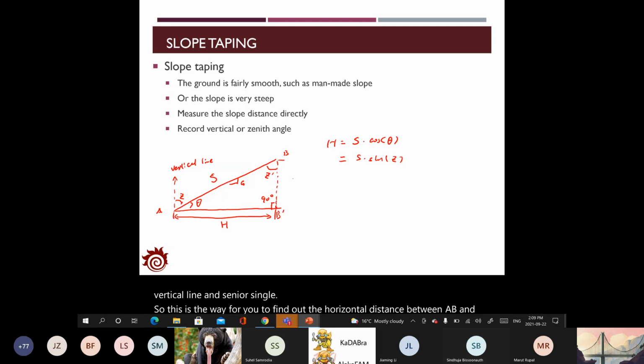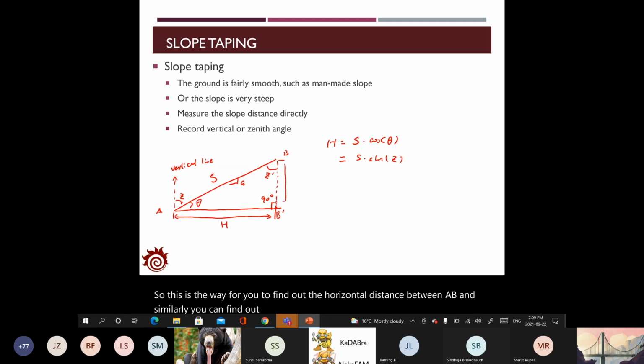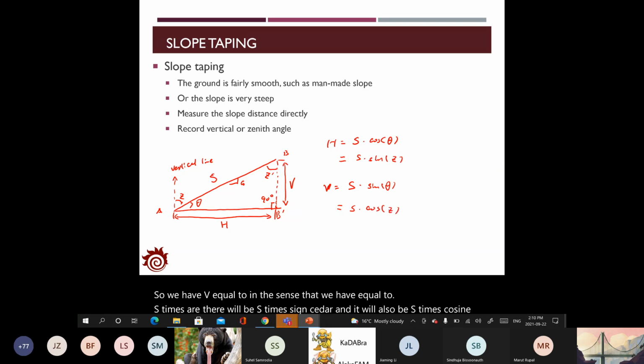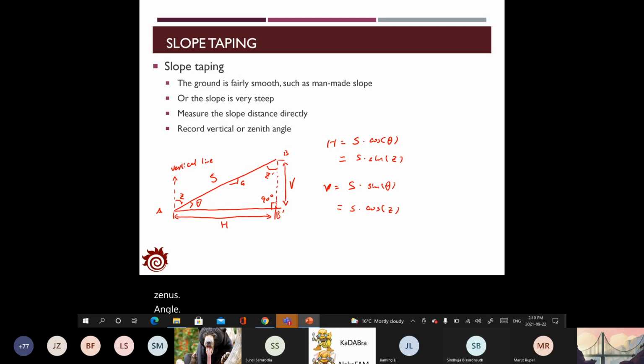And similarly, you can find out the vertical distance between A and B. Say that this is a letter H. No, let's just say that this is V. So we have V equal to S times sine theta, and it will also be S times cosine zenith angle. So that's the way for you to get the horizontal and the vertical distance based on the slope.